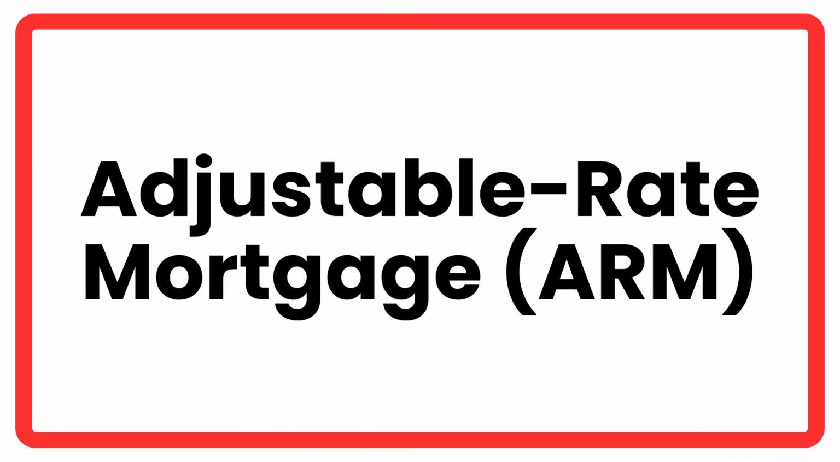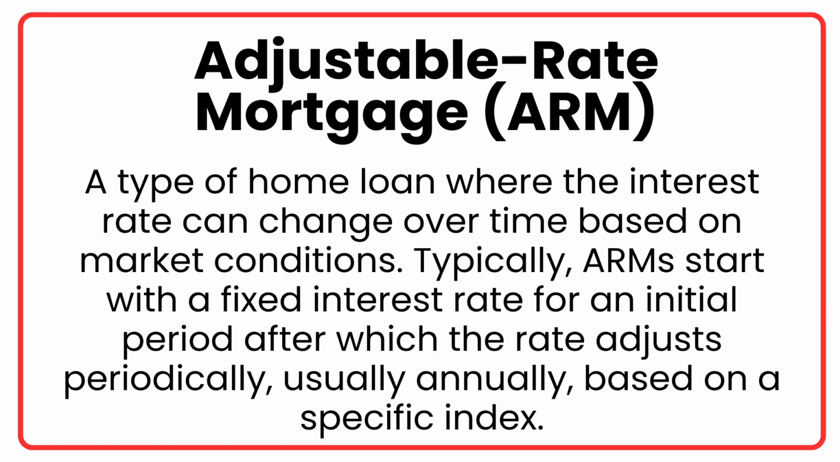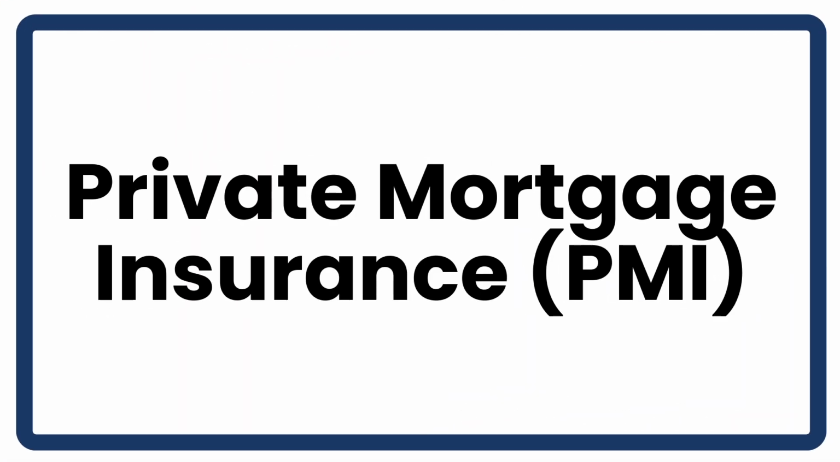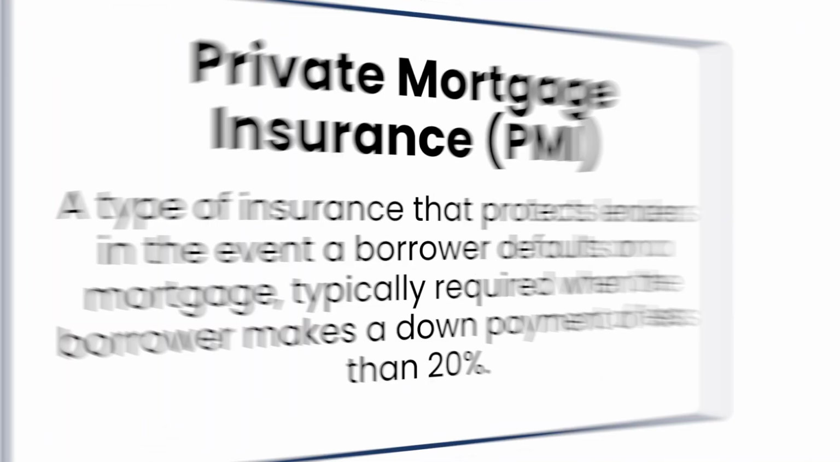Adjustable rate mortgage, or ARM. An ARM is a type of home loan where the interest rate can change over time based on market conditions. Typically, ARMs start with a fixed interest rate for an initial period after which the rate adjusts periodically, usually annually, based on specific indexes.